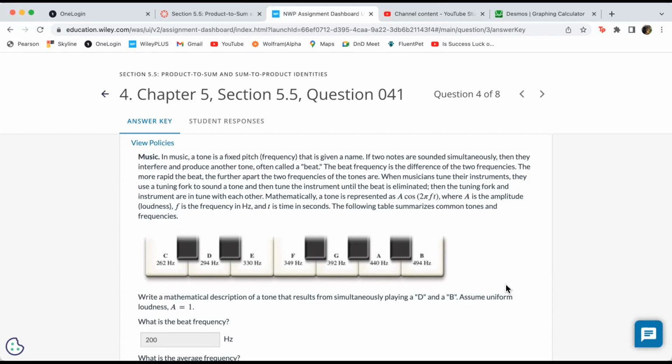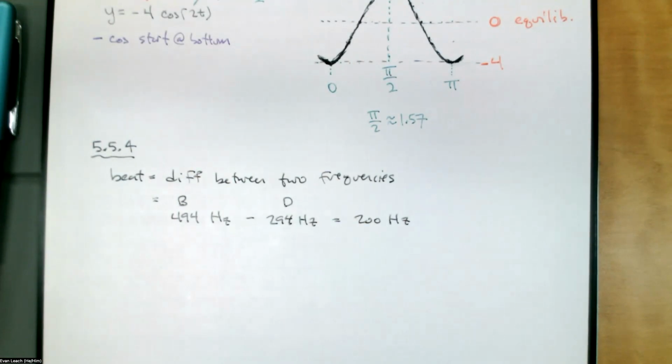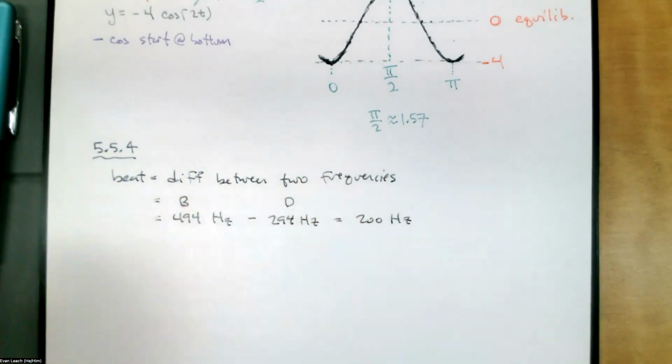Write a mathematical description that results from simultaneously playing a D and a B. So the frequency of a B is 494 hertz. And the frequency of D looks like 294 hertz. So our beat frequency is 200 hertz.